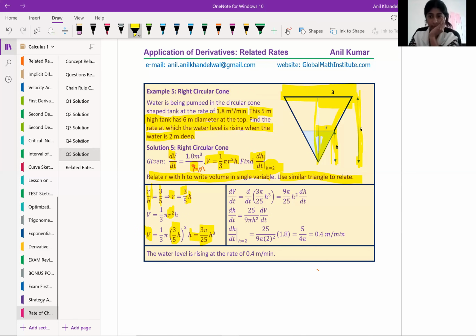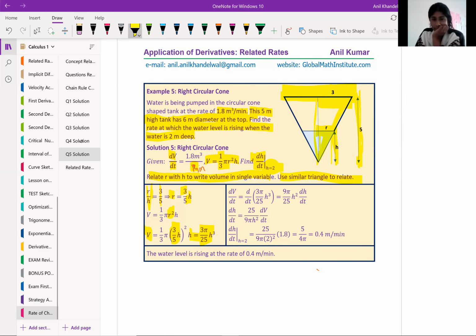So now the volume is 3 pi over 25 h cubed. Got that part? This is your first major step. And most of the questions will actually be like this. They will not straight away give you the values, that this is the rate at which it is doing this. You may have to relate them.